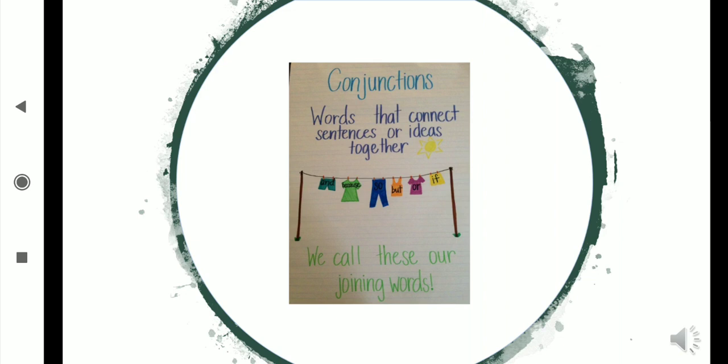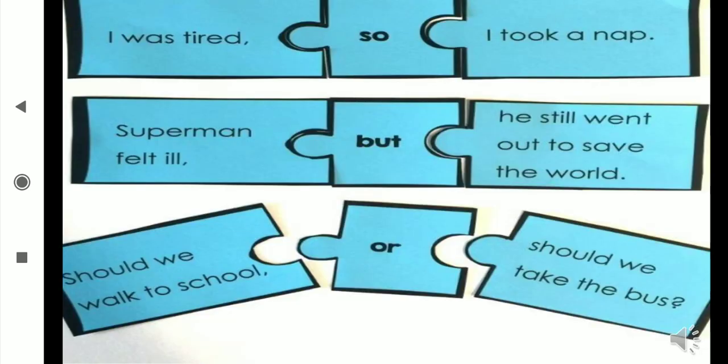Now I'll show a few examples. Our first example is: I was tired, so I took a nap. Here are two different sentences: I was tired, I took a nap. We are joining both sentences with one connective word. That connective word is "so", and this connective word is called a conjunction.